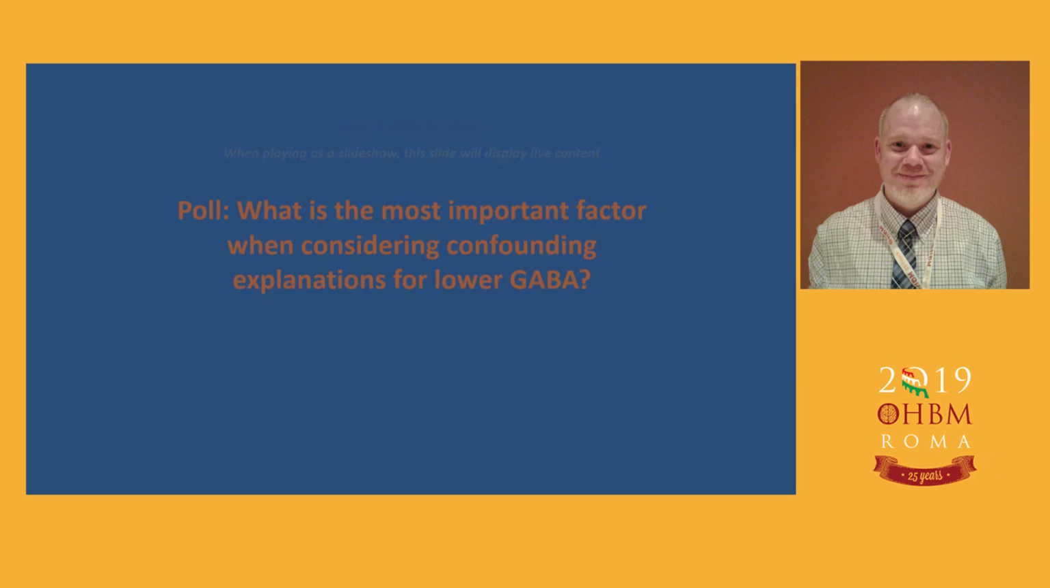So age matching is actually something that you should be doing, because as we've seen, age can have a substantial effect on GABA levels, and if age is not the thing that you're interested in, you should age match and account for age in your analyses.